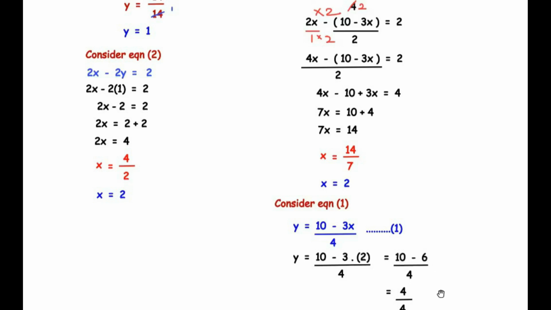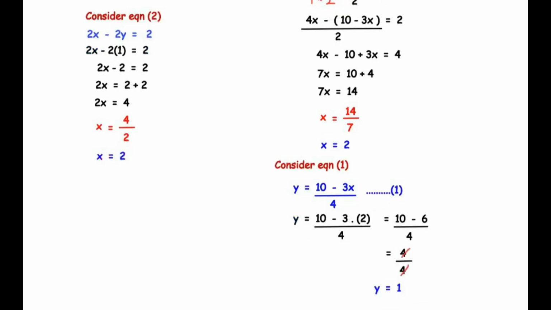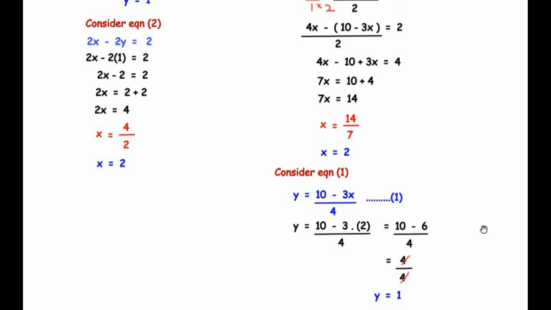Now 10 minus 6 gives us 4. So in the numerator we have 4 and in the denominator also we have 4. So here 4 divides itself, giving us the value of y as 1. So here again we have got the value of x as 2 and value of y as 1 as we had got in the elimination method. So this is our answer. Now moving on to the next one.